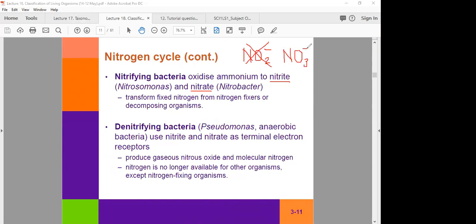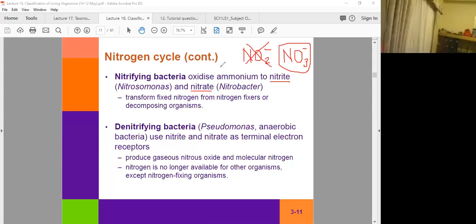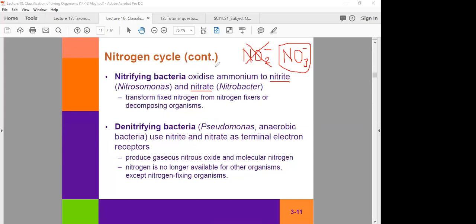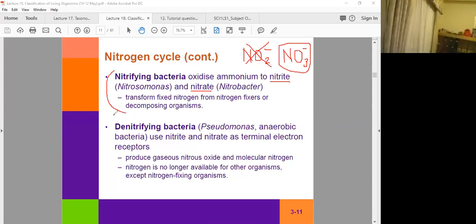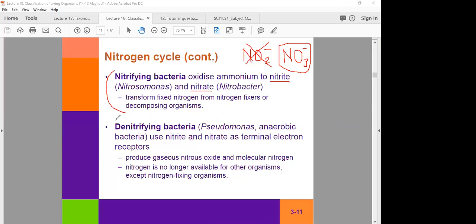NO3 minus. Can plants take up nitrate from soil solution? I think they can, yeah. Yes, they can. So plant roots love ammonium ions and they love nitrates. So this is definitely a very good part of the nitrogen cycle. Ammonium nitrate's a really good fertiliser, isn't it? Oh, absolutely. Absolutely.